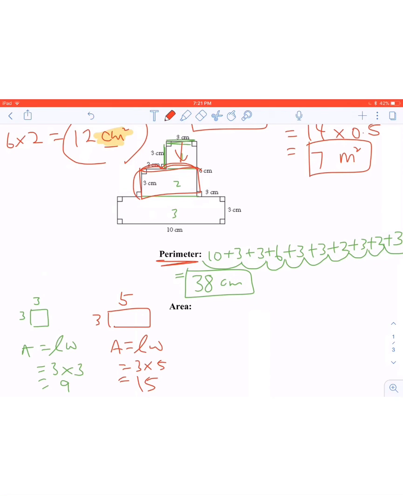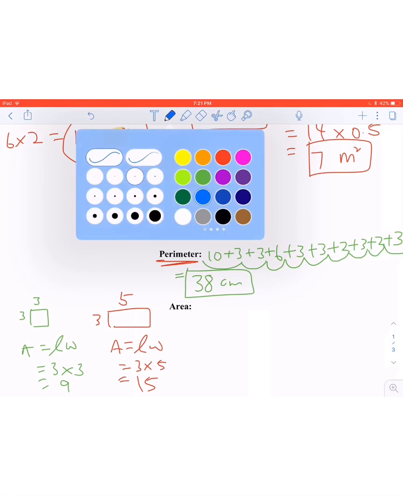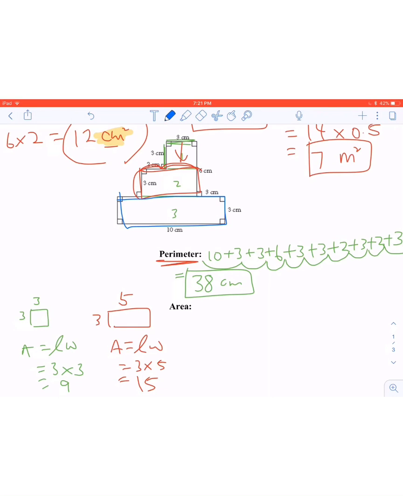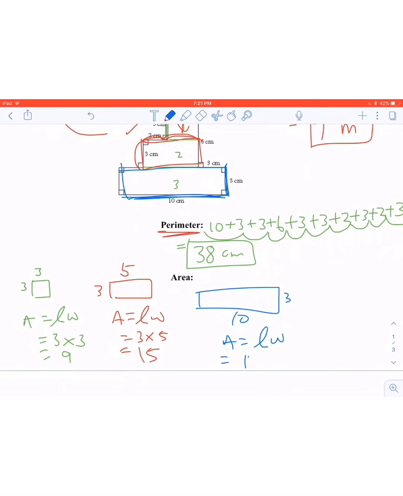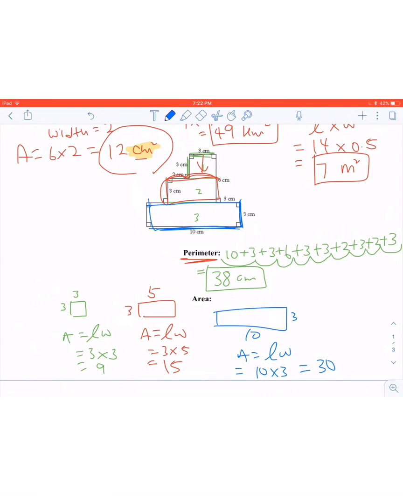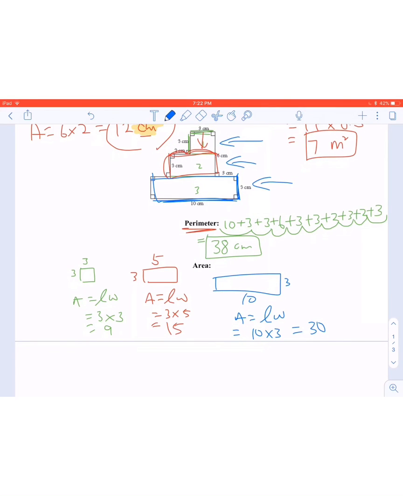And our last one here, let me change the color quickly. We have a lengthy one. We have 10 by 3. Area is equal to length times width, same formula, which is 10 times 3, so it'll be 30. Since we found the area of each of these rectangles, to find the total we are going to add them all up. So the area of the whole figure is going to be 9 plus 15 plus 30.